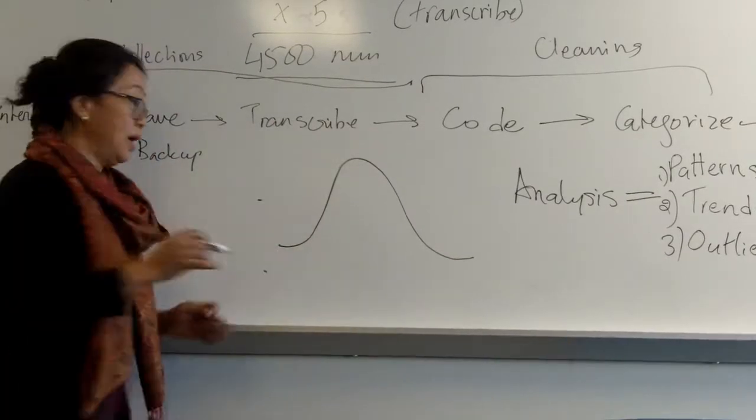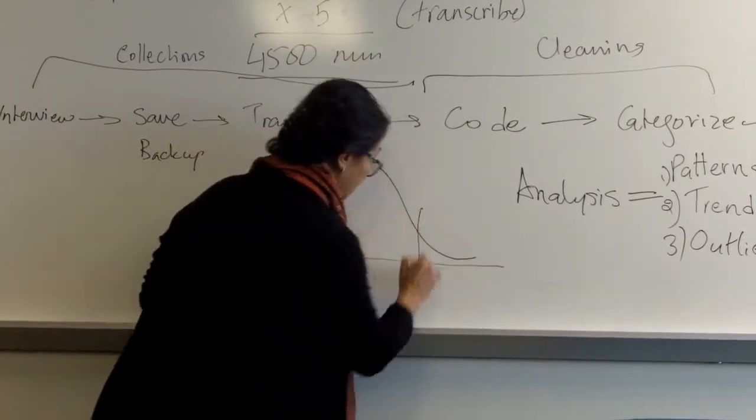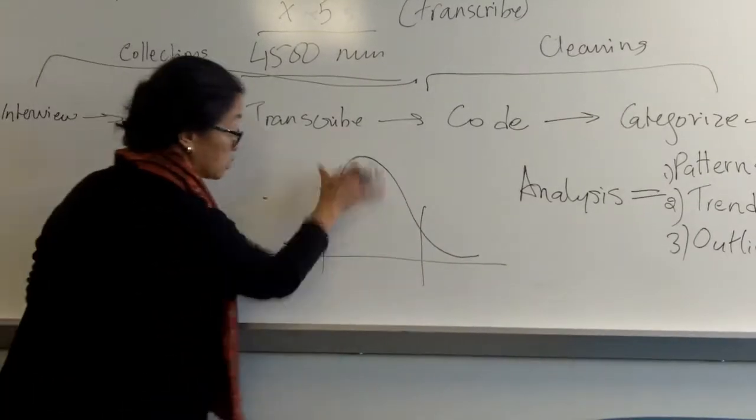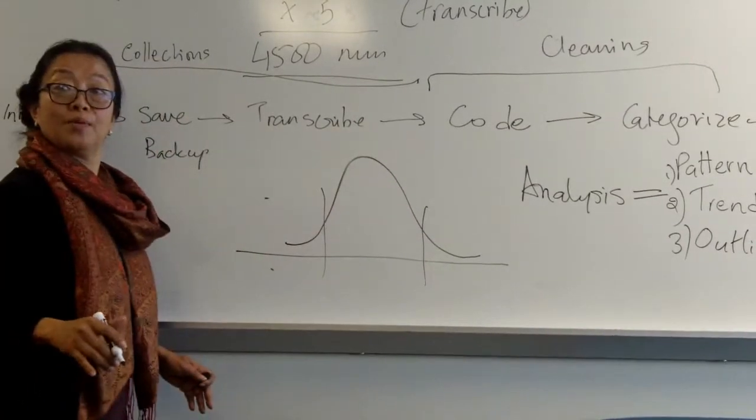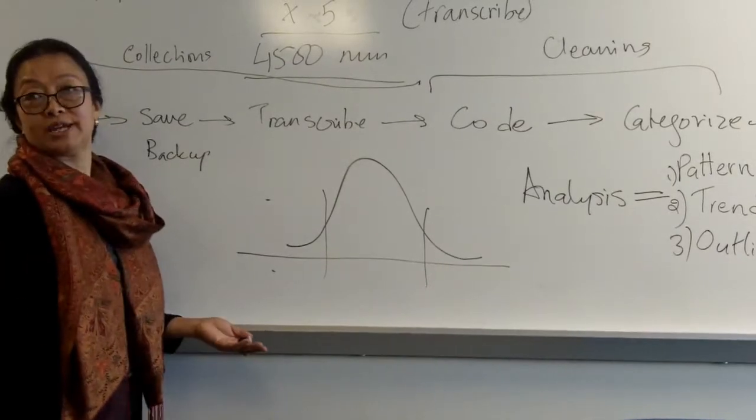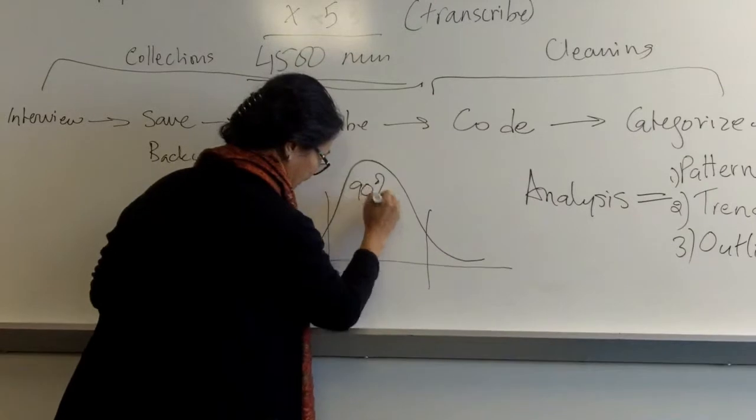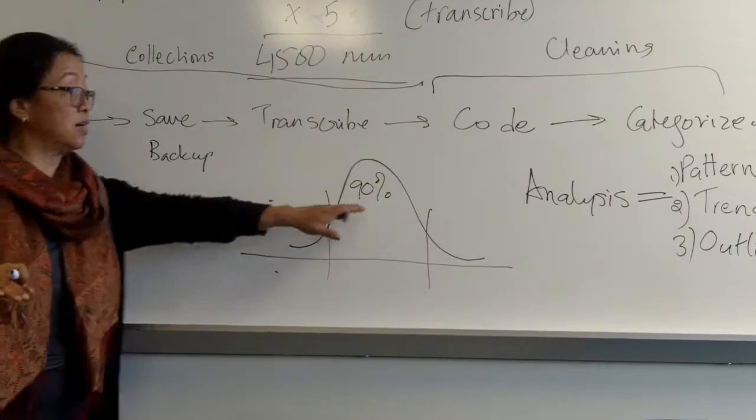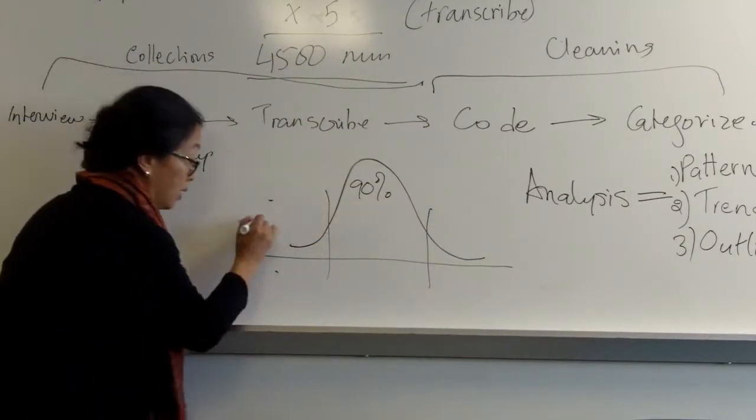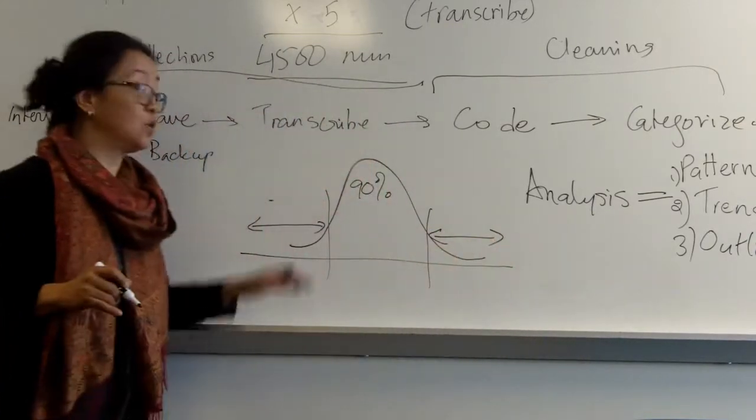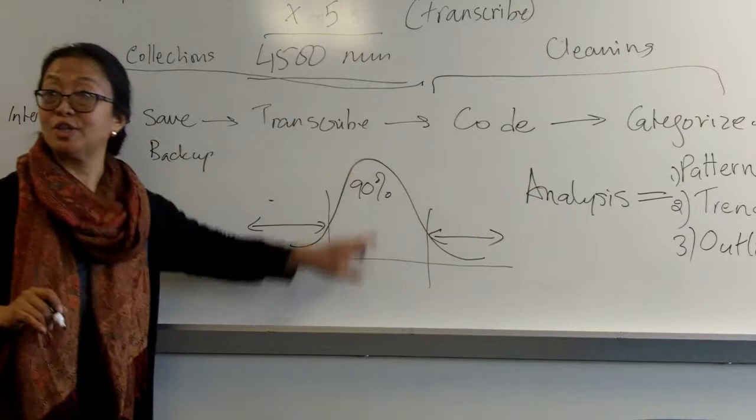So everybody knows the bell curve, more or less? What you're trying to do is look at human behavior, right? What percentage is the hump, if it's one standard deviation? 95. All right, let's just say 90 for now. You're trying to understand 90%, but you're also trying to look at this tail and this tail. Those are the outliers, and this is the pattern.